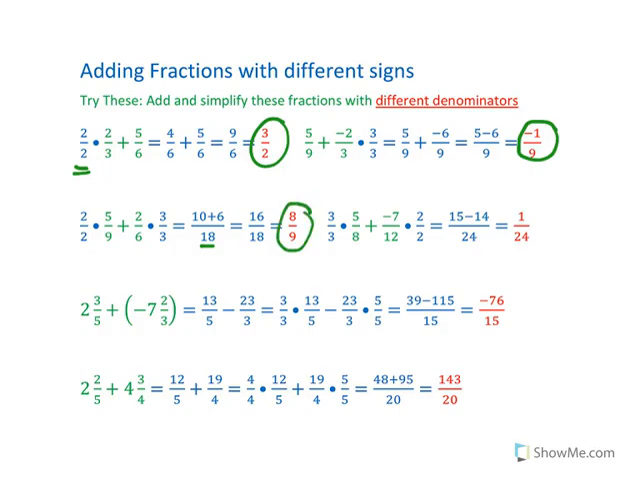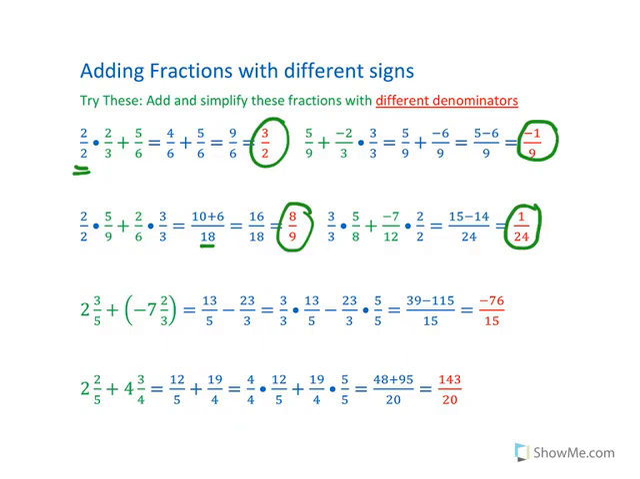We start with 5 eighths plus a negative 7 twelfths, get a common denominator of 24. And so we end up with 3 times 5 is 15, and 2 times negative 7 is negative 14. 15 take away 14 is 1 over 24.